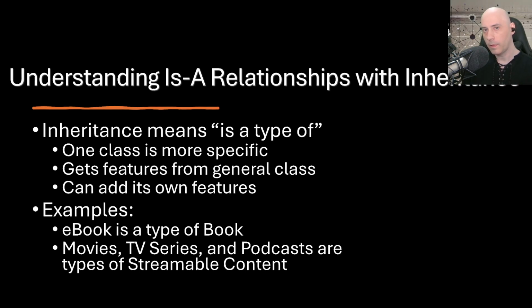So, are there any things that you can possibly think of that would be specific types of something else? What features do they share with the general type? And what makes them unique from their general type? When you're thinking about inheritance, try to think of examples of these.